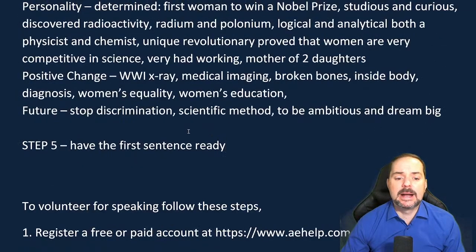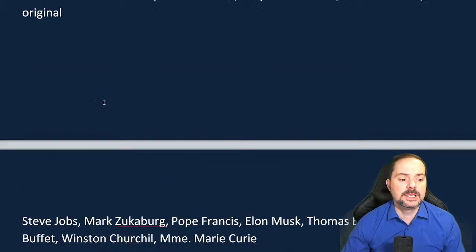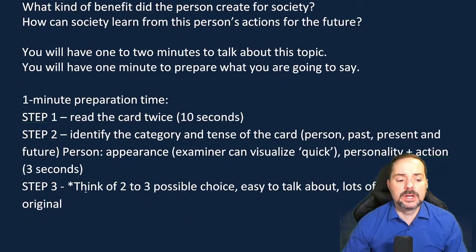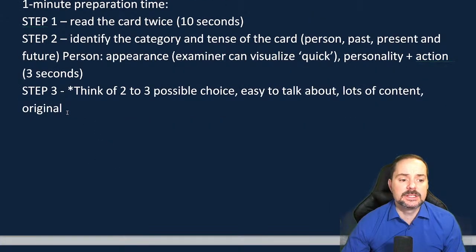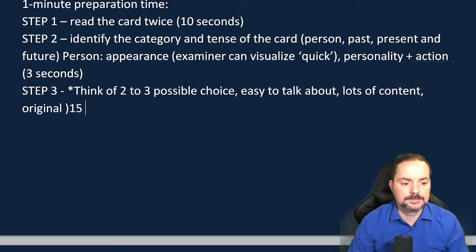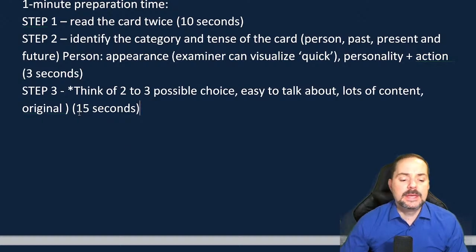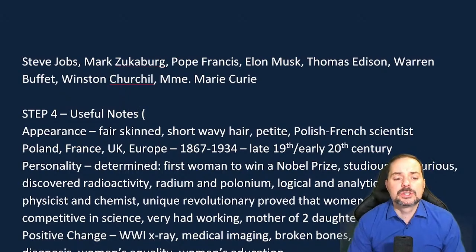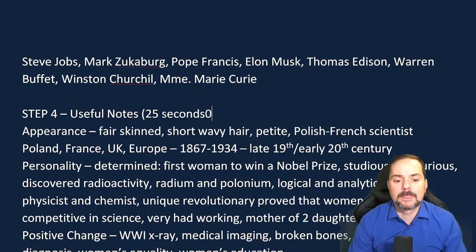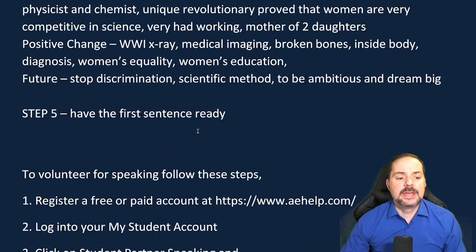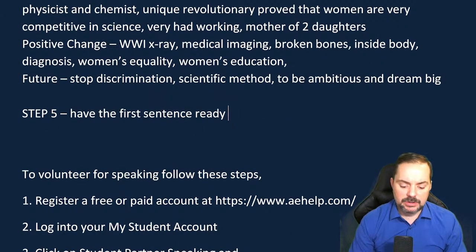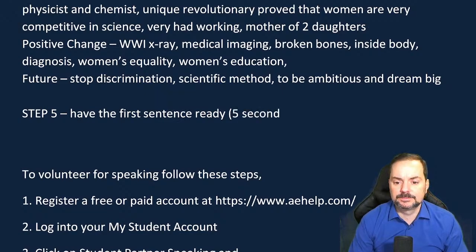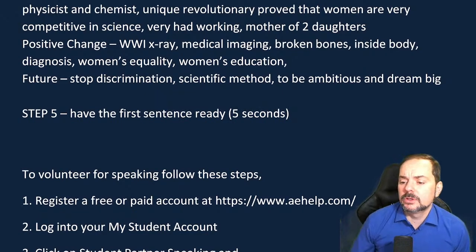So you can spend about, let's see. So coming up with 2 to 3 good ideas, that might take you up to 15 seconds, okay? So step 3. And then step 4, coming up with these good notes, that should be actually pretty quick if you've come up with a good person. So that would be maybe about 25 seconds. Okay. And then these last 5 seconds should be your first sentence. Okay, if you practice this, this is doable. You can do this, okay?